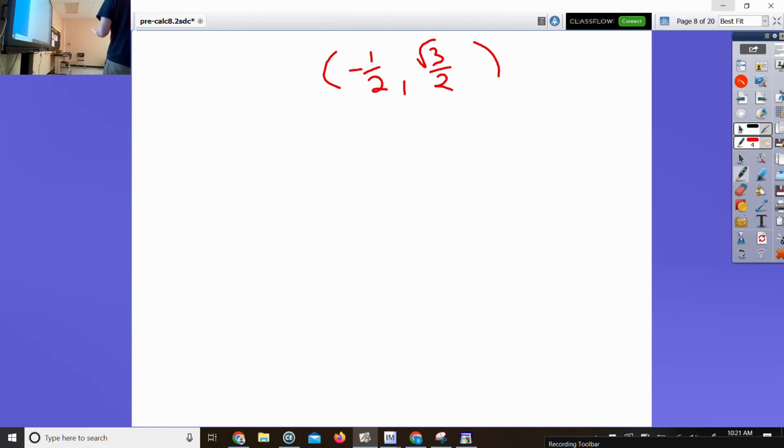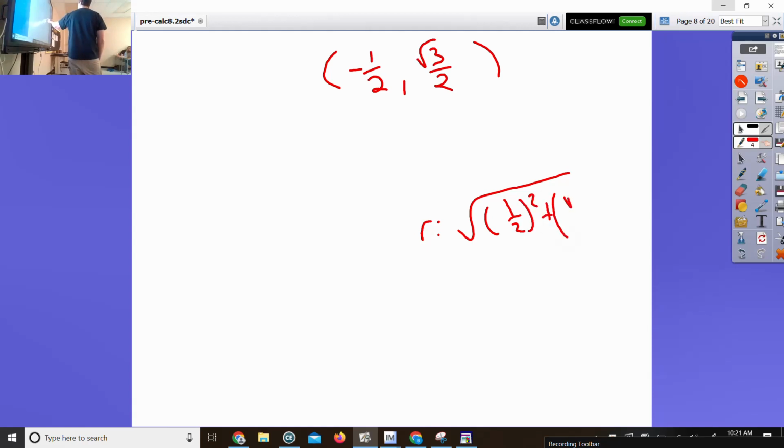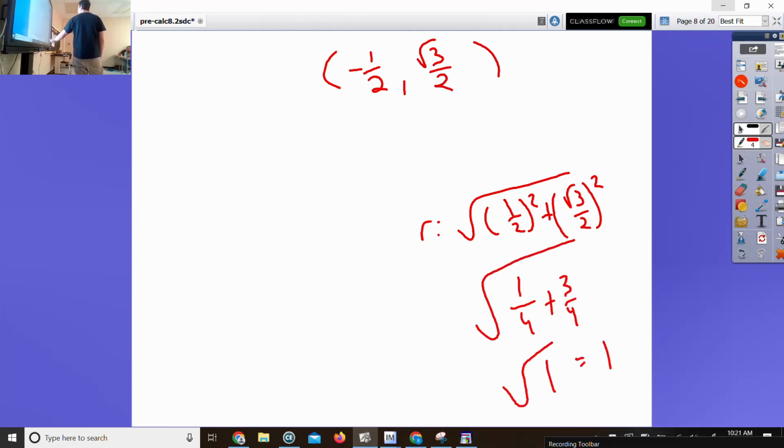But if you don't know what the radius is, because some people don't, the radius can be found by doing the square root of (-1/2) squared plus (√3/2) squared. Now what I did there is I jumped to the Pythagorean theorem, didn't I? That's all I did. And if you do that, you're going to get 1/4 plus 3/4, which is 1.